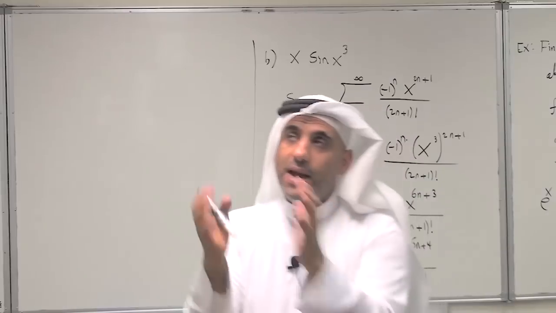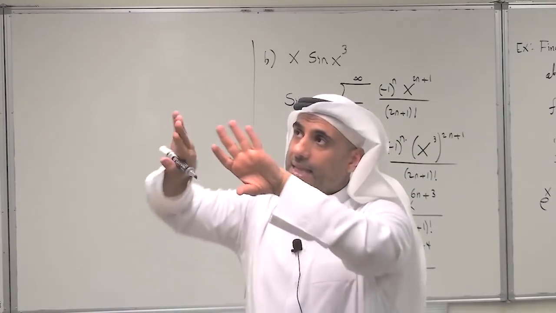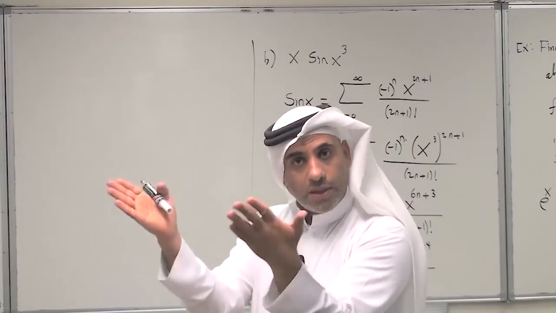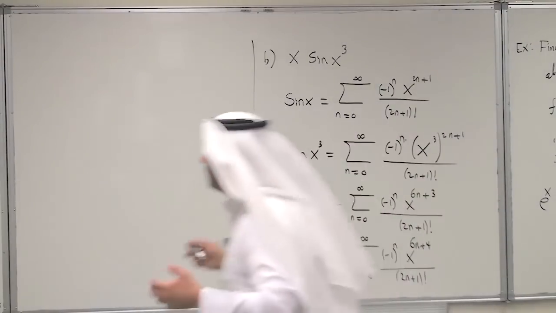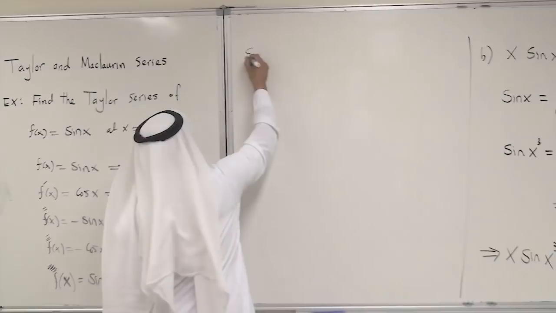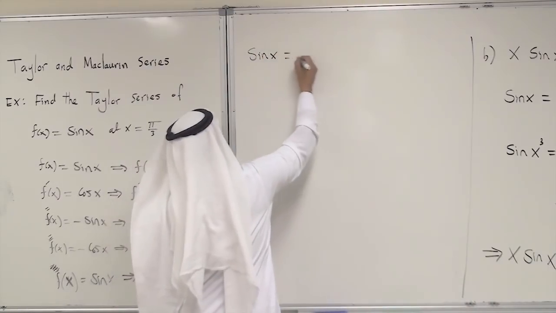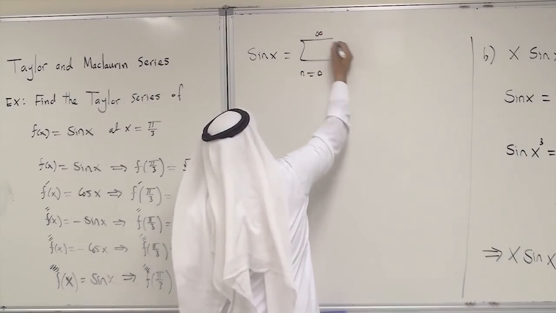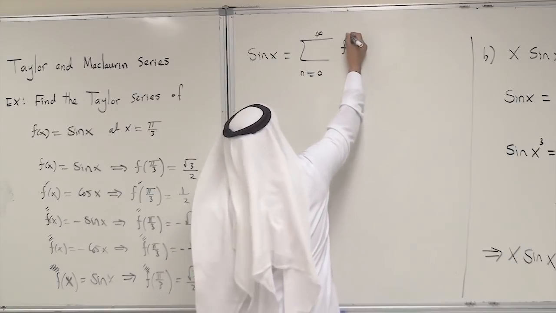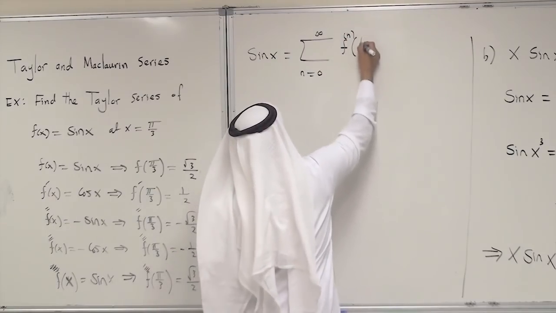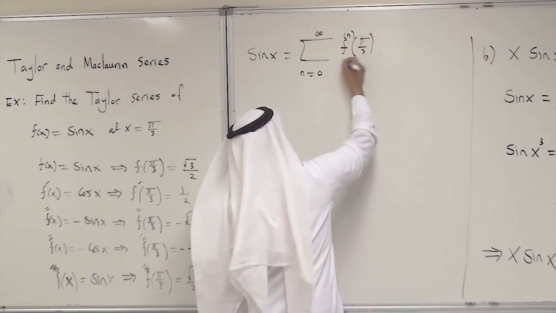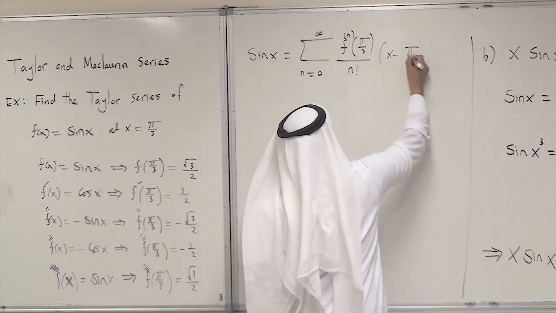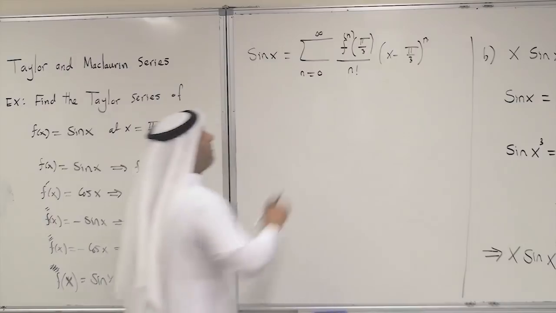So what I will do here, I'll go back to the Taylor series and I will split it into two series, one of them involving the even terms and the other one involving the odd terms. Then I will add them together to find the answer. I know that the sine function, which is f of x, is equal to the summation from n equal to 0 up to infinity, by the Taylor formula, of the nth derivative of that function evaluated at pi over 3, divided by n factorial, multiplied by x minus pi over 3 all to the power n. That's the formula we have.